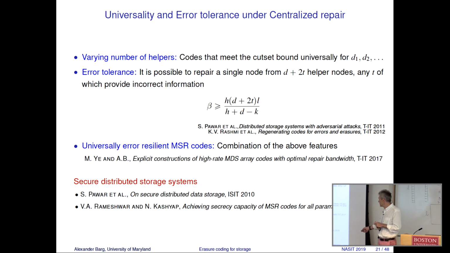So there are recent works. There is a recent work on this, achieving secrecy capacity of MSR codes for all parameters. The foundational work is in 2010. It was right after the original work on regenerating codes, but now this secrecy capacity problem has been resolved constructively. That construction is based on these Vandermonde constructions that are discussed, by the way.